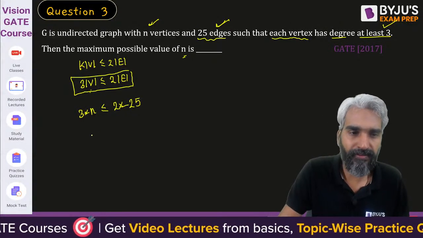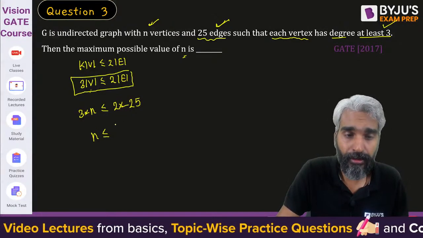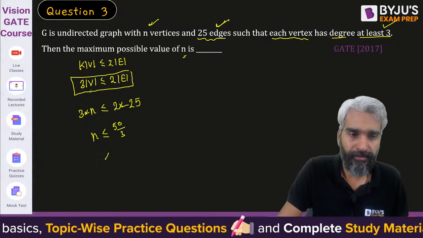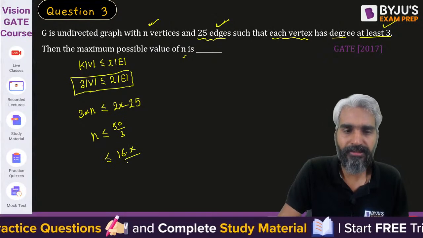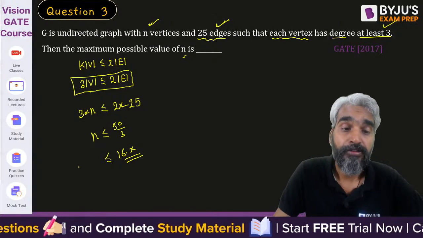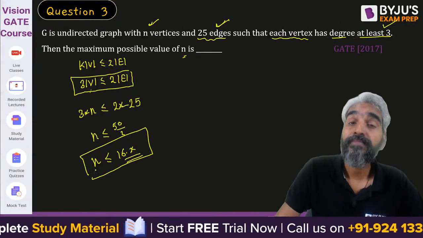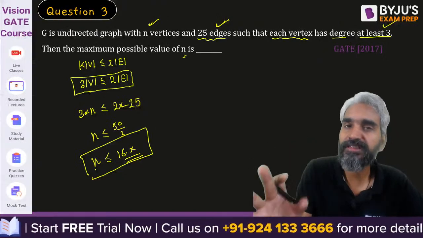So this is a very simple question actually. The value of n has to be less than or equal to 50 by 3. So it will be 16 point some value x, which is non-zero. So please try to understand, n has to be less than or equal to 16. So the number of vertices should be less than or equal to 16 point something.